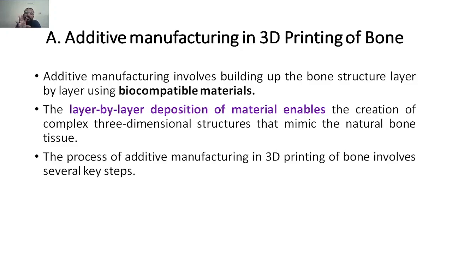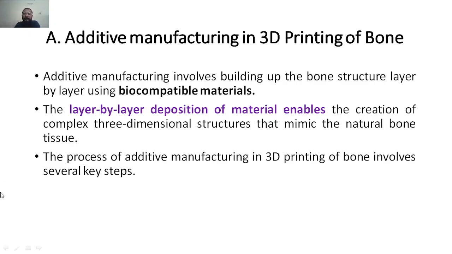Now the bone has to be made with biocompatible materials. Layer by layer deposition of the material enables the creation of complex three-dimensional structures that mimic the nature of the bone, because our bone itself is a complex structure. It is also made by layers. That's why we are making it layer by layer, so that we can have the proper complex three-dimensional structure.